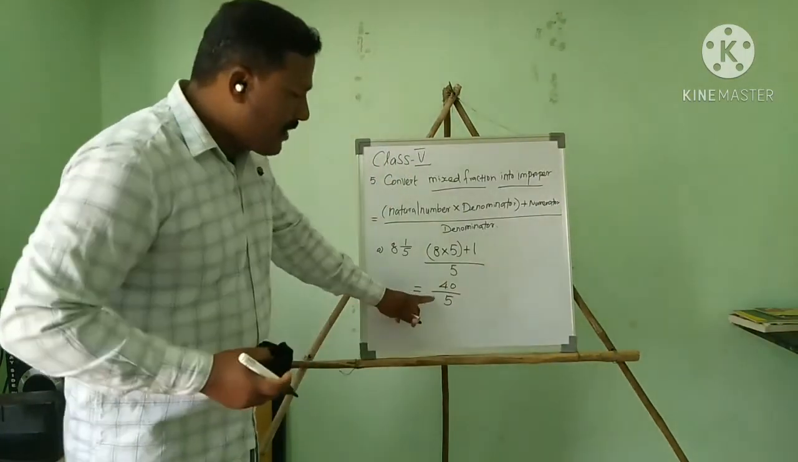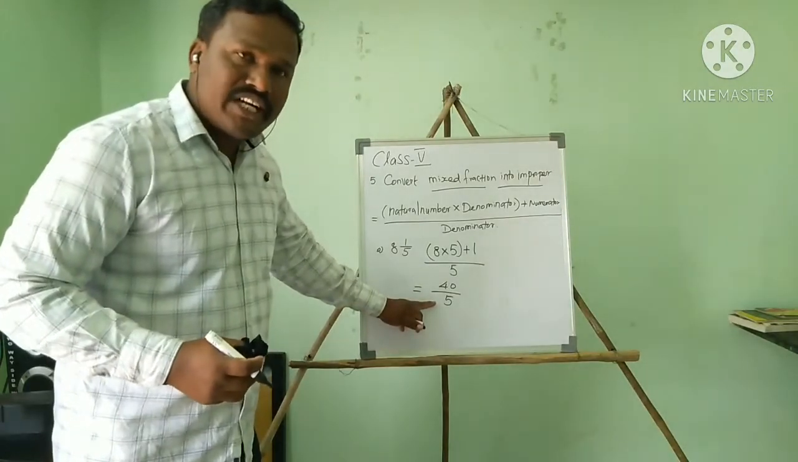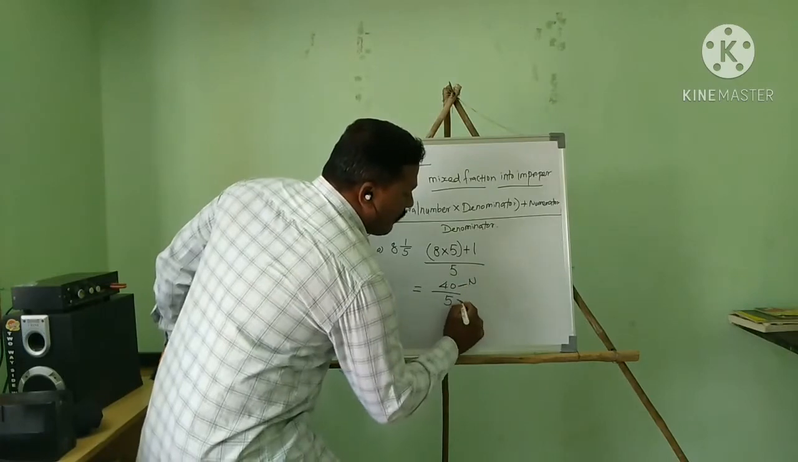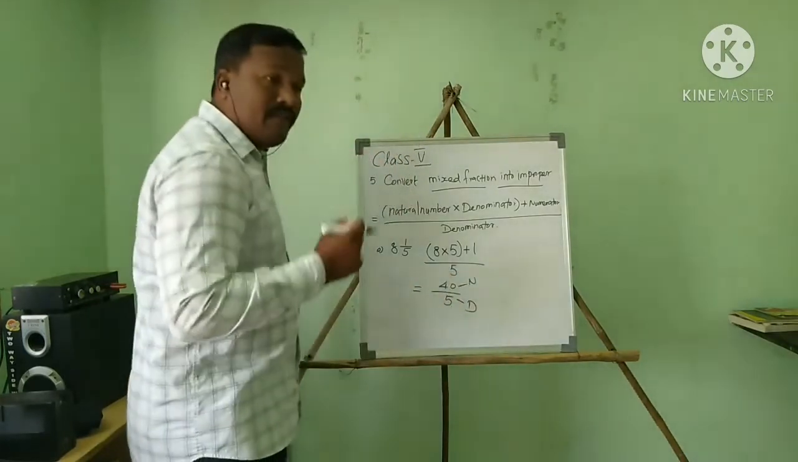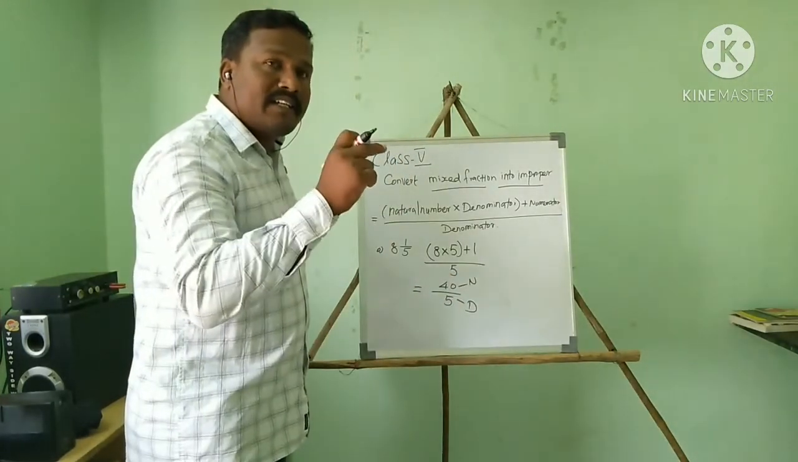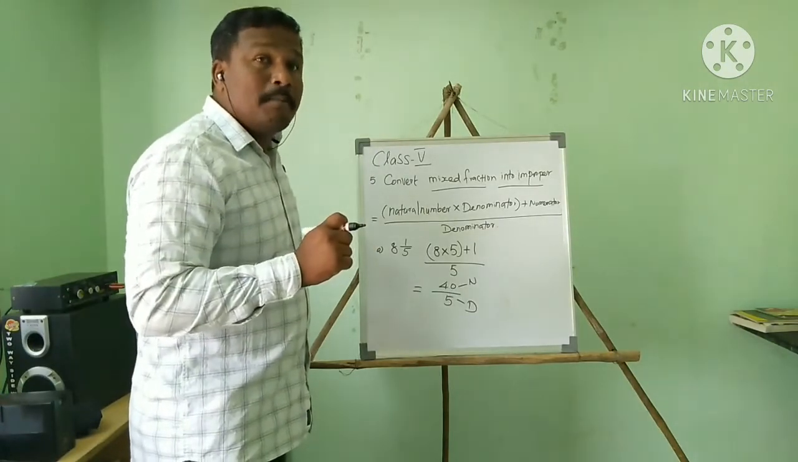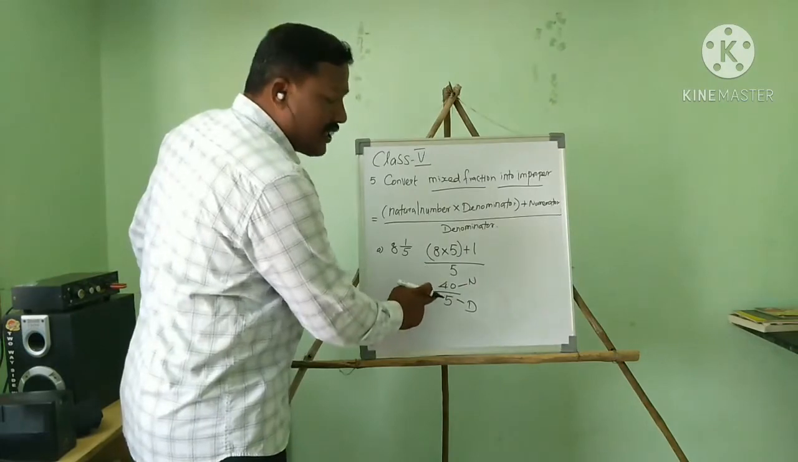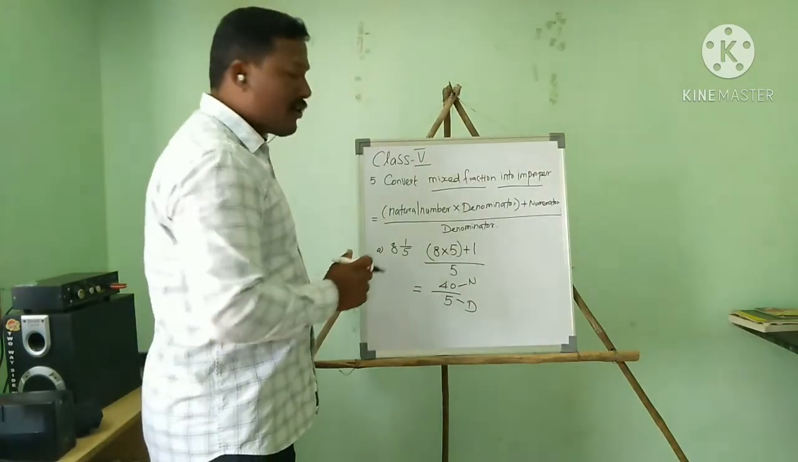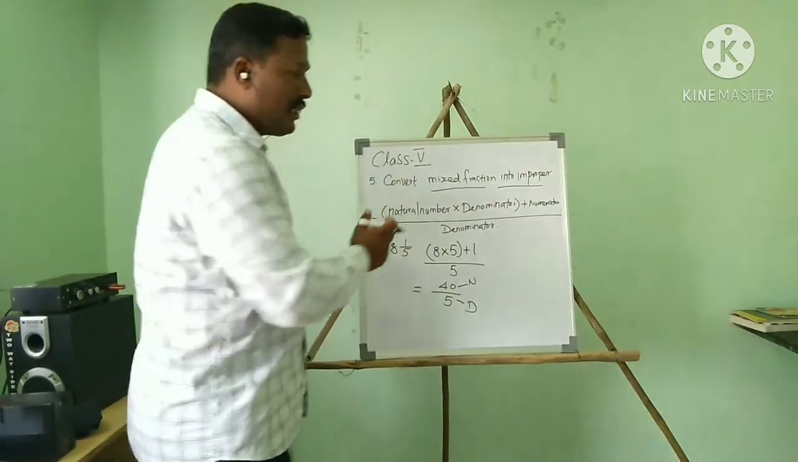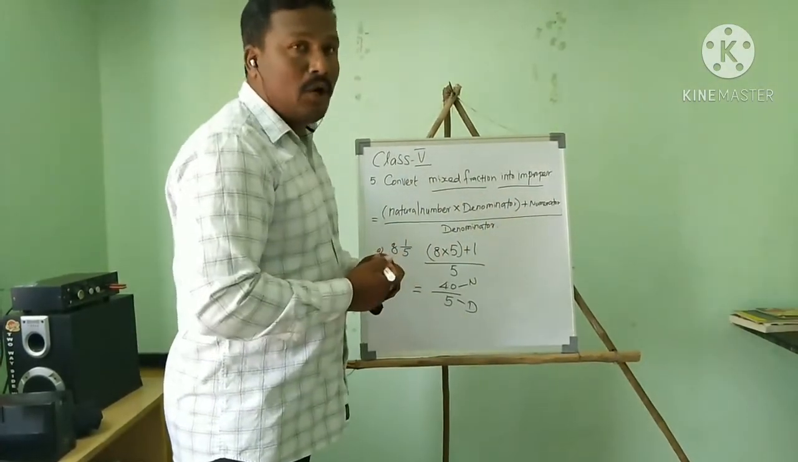Can you find out which kind of fraction this is? The numerator is bigger than the denominator, so this fraction is called an improper fraction. Now 41 divided by 5 is the improper fraction. So we converted the mixed fraction into an improper fraction. The remaining sums you do as homework.